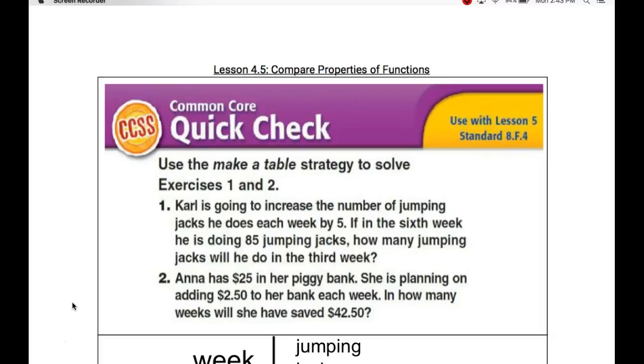So take a couple of minutes right now to do the quick check on your own. It says use the make a table strategy to solve exercises 1 and 2. There are a couple of different ways to do it. You could also use guess and check, but see if you can make tables to answer questions 1 and 2. When you're ready, please come back and review the answers to the problems.